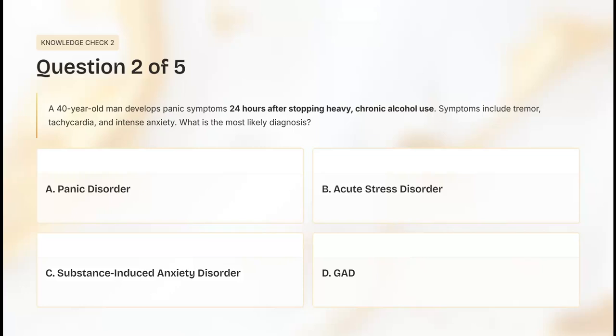Okay, question number 2. A 40-year-old man develops panic symptoms 24 hours after stopping heavy chronic alcohol use. Symptoms include tremor, tachycardia, and intense anxiety. What is the most likely diagnosis? Is it A, panic disorder, B, acute stress disorder, C, substance-induced anxiety disorder, or D, generalized anxiety disorder?